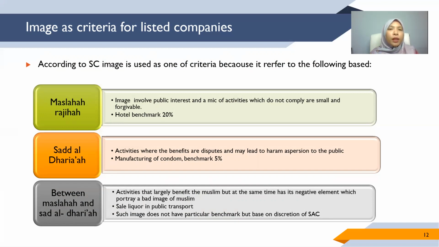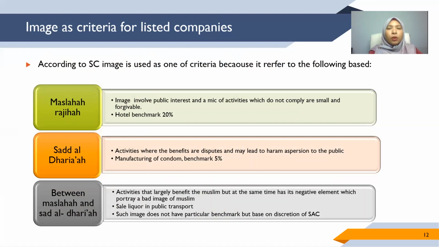However, when it comes to the qualitative part, they are not being approved. Why? Because the image portrayed by the company itself, producing a condom, is considered a negative image or negative impact that will lead to social problems. Because the condom itself is considered Sharia non-compliant, even if the company complies with the financial ratio and business activity benchmark.